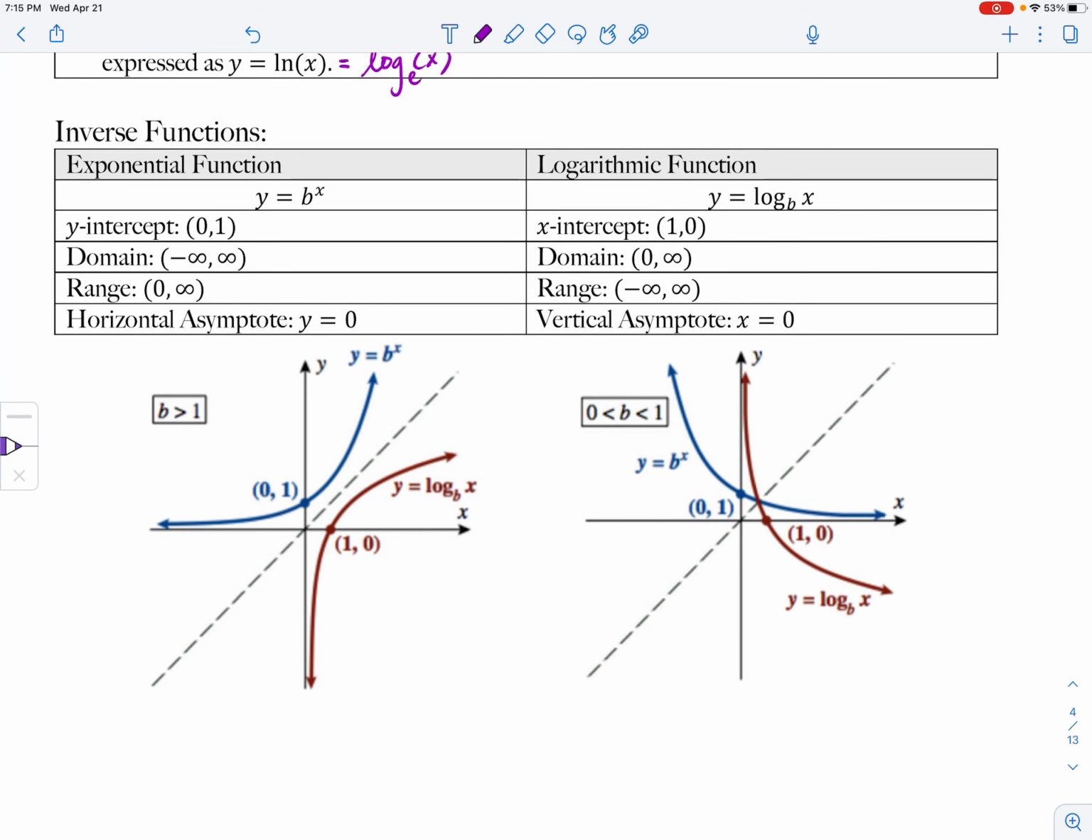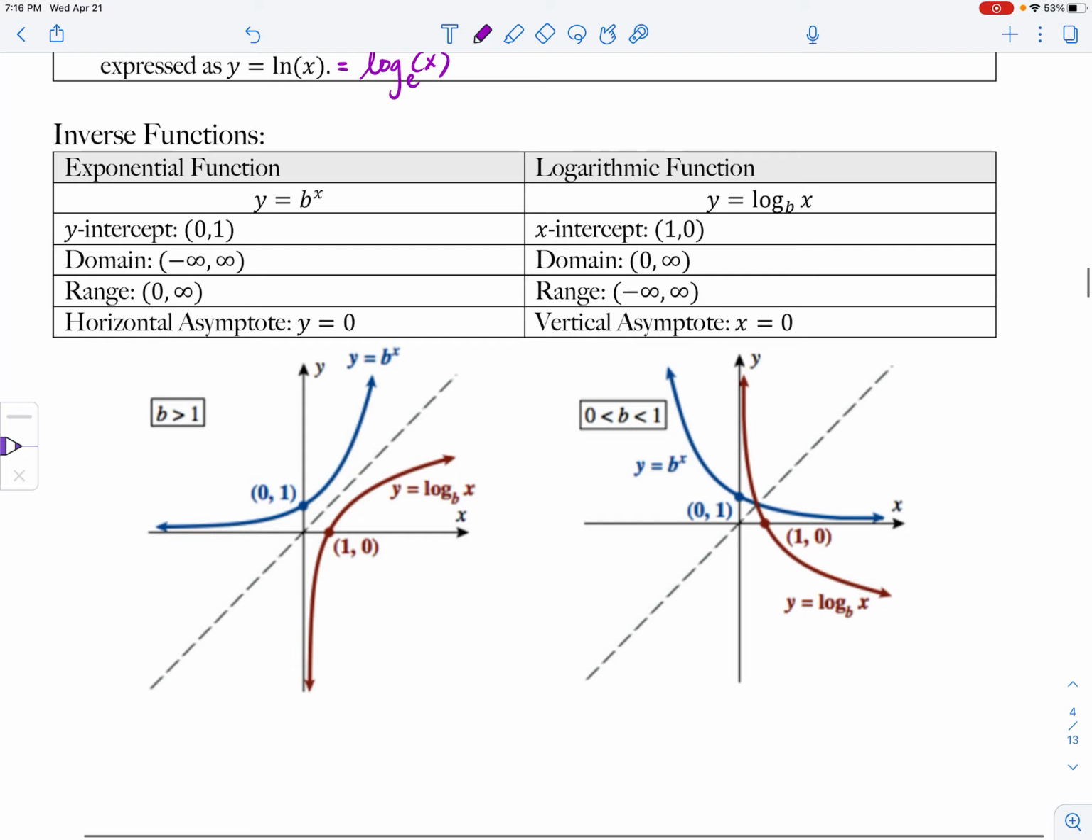Okay, and then just to summarize, to give you a graphic to summarize. So we've talked about exponential functions and logarithmic functions. They are inverse functions of each other. So y equals b to the x is the inverse, or its inverse is y equals log base b of x. And then just some key facts about each of those types of functions.